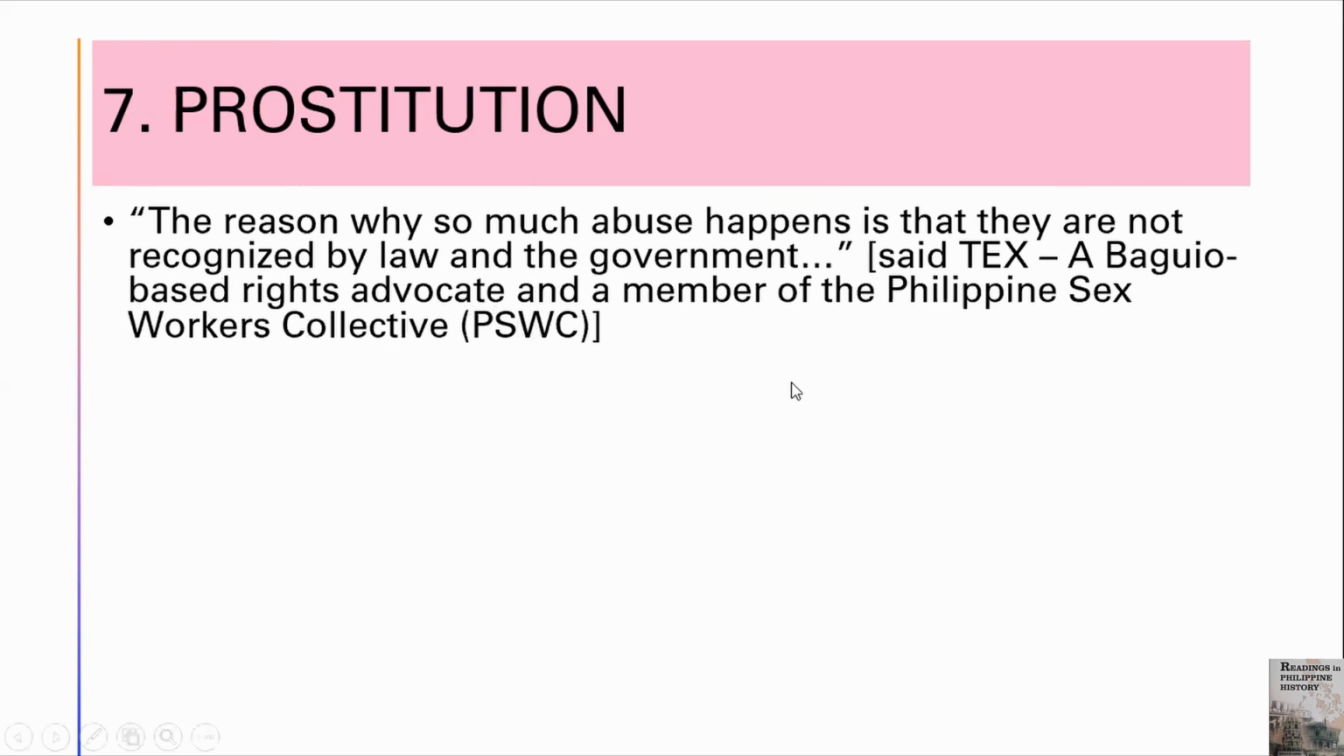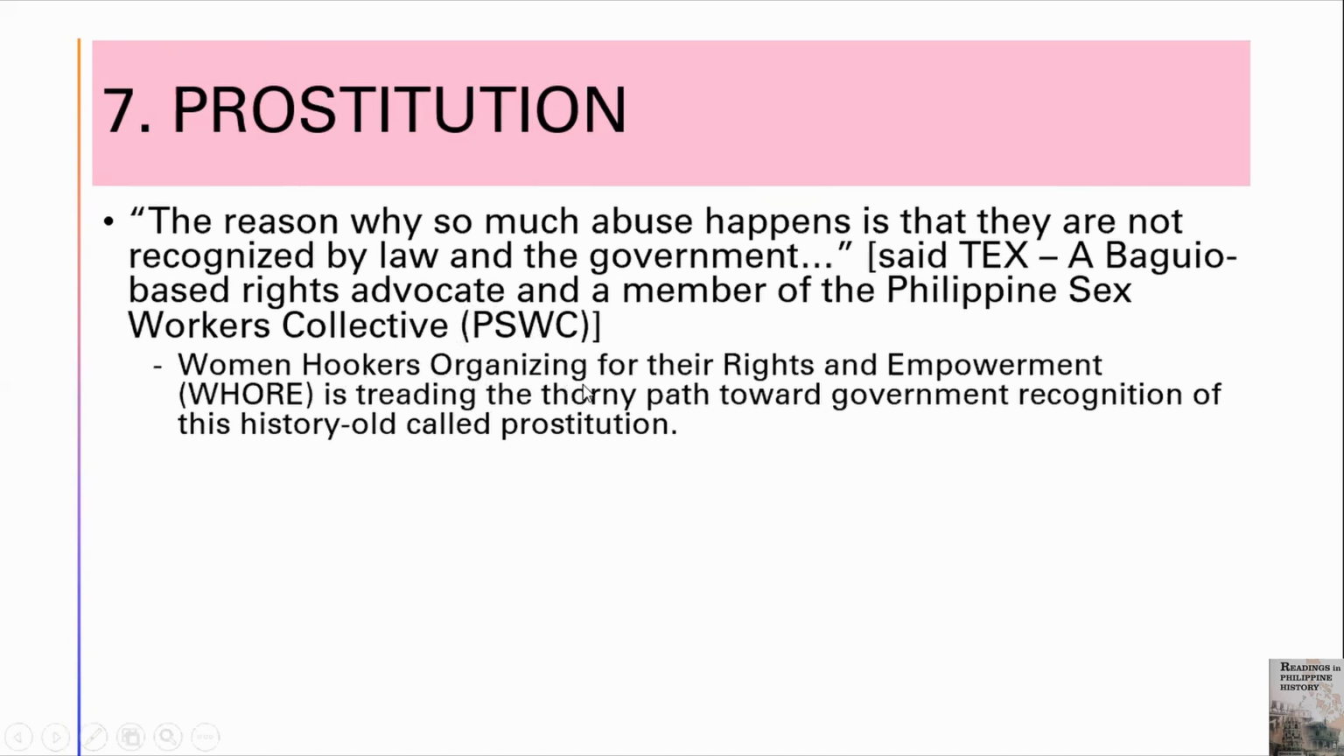Women Hookers Organizing for their Rights and Empowerment, or WHORE, is treading the thorny path toward government recognition of this age-old prostitution. This has been a problem in the past, and sadly it still exists up to today. And this organization, WHORE, lobbies the government to recognize this problem.